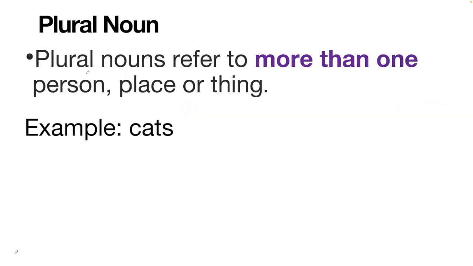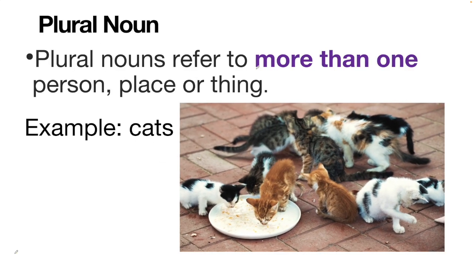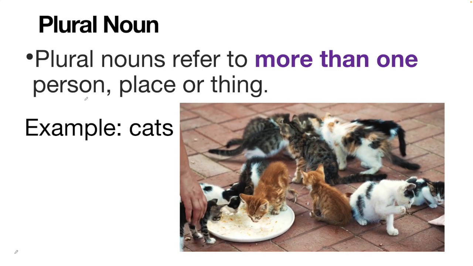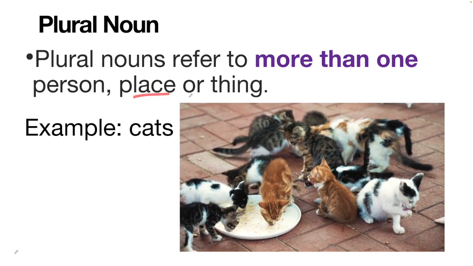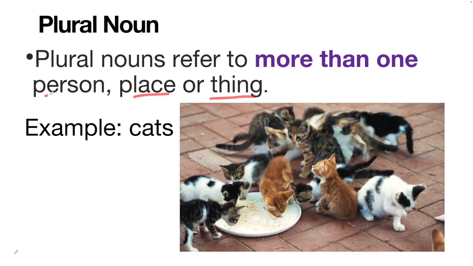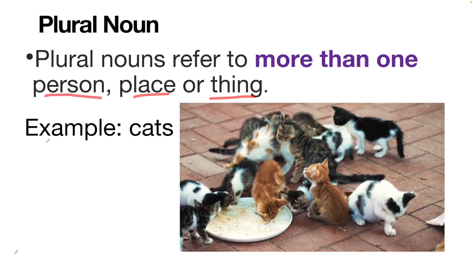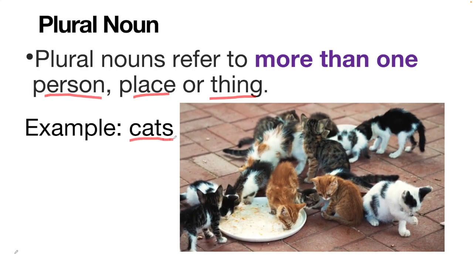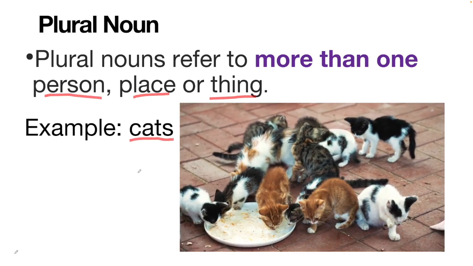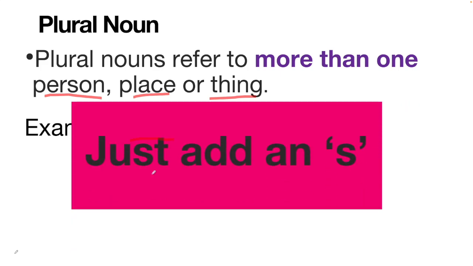Next, plural noun. A plural noun talks about more than one person, place, or thing. Okay, person, place, or thing. Example, cats. Wow, so many cats. You just add an S.